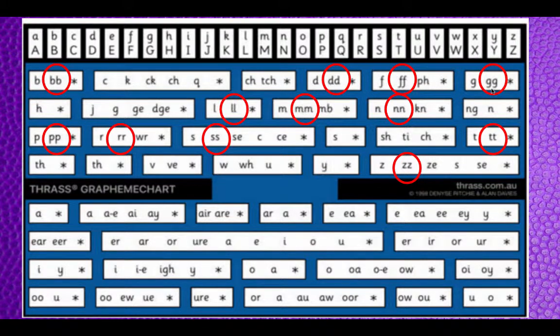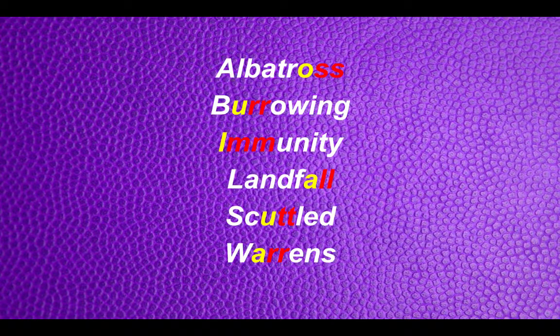You might like to think of some words that contain the doubles that aren't represented in our list words. So please, by all means, have a look at the THRASS chart, pause this video, and you might like to come up with a list of some words that contain, for example, double D, double M, and some other combinations of double letters that aren't represented on our list today. Let's have a look back at our list now.